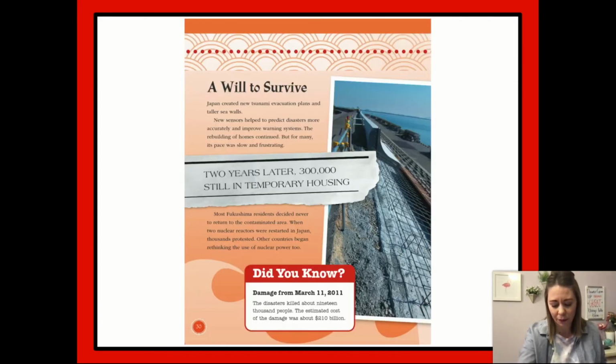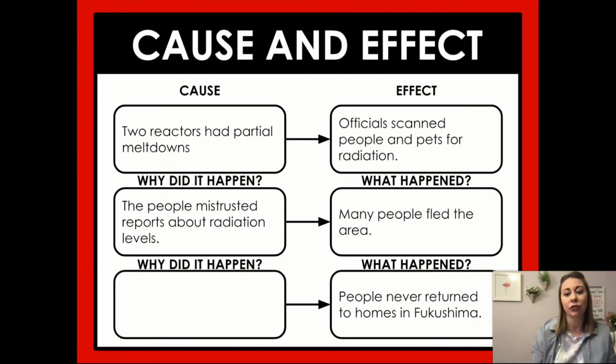And then one more. So in this, a will to survive, and we're going to read the last paragraph again. So down here, it says, most Fukushima residents decided never to return to the contaminated area. When two nuclear reactors were restarted in Japan, thousands of people protested. Other countries began rethinking their use of nuclear power too. So again, what happened? People never returned to their homes in Fukushima. Okay, that's something they never did. So why didn't they go back?